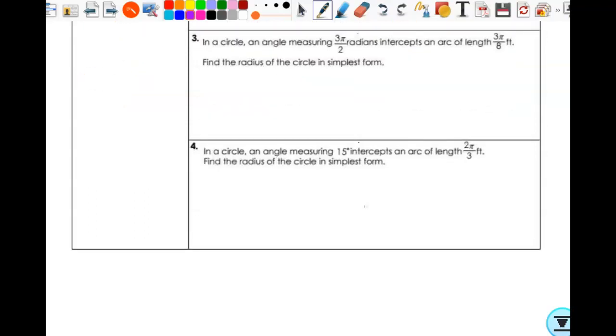Number 3. In a circle, we have an angle measuring 3 pi over 2 radians and an arc length of 3 pi over 8. We want to find the radius of the circle in simplest form. All right, so we know the arc length, that is 3 pi over 8. That's equal to the radius, which we don't know, times the angle measure, which is 3 pi over 2. I want to get r by itself. What's the opposite of multiplication? Bless you, division. How do you divide with a fraction?